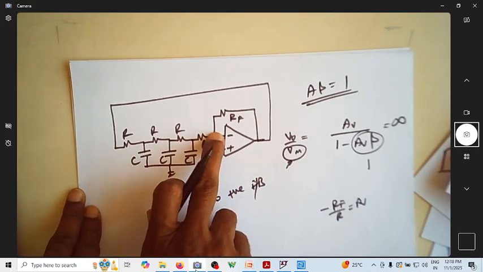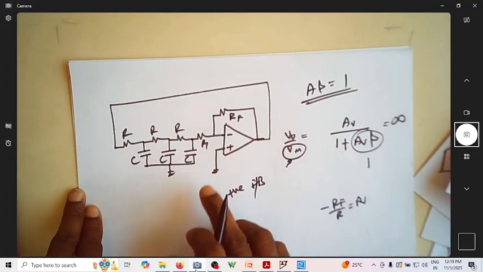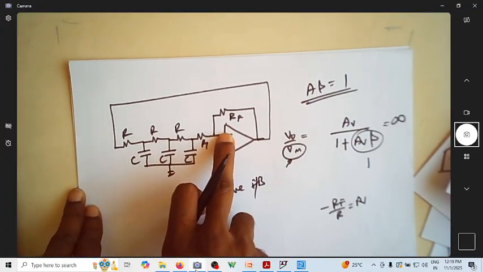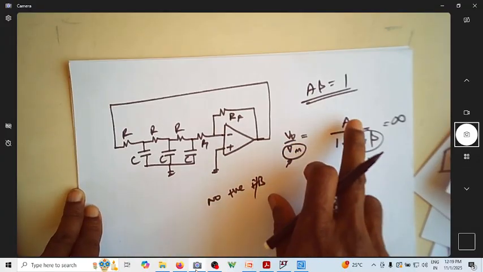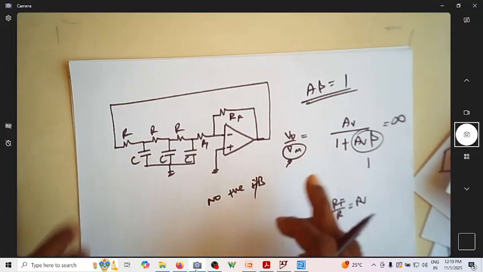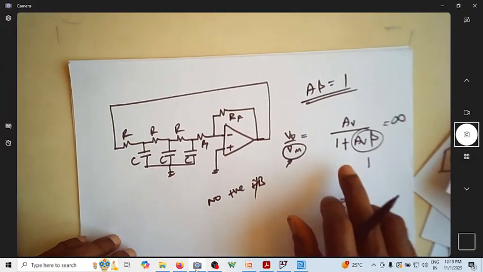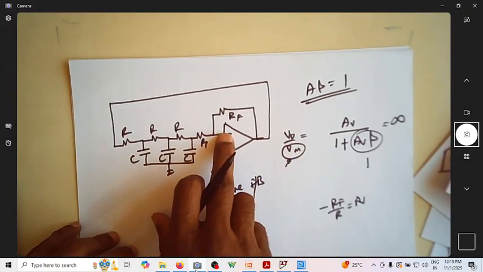You have negative feedback. When it is negative feedback, do you have it as 1 plus AV beta? Because you are providing negative feedback, the expression is AV by 1 plus AV beta. Now, do the oscillations occur here? Yes, oscillations still occur even though you are providing negative feedback.